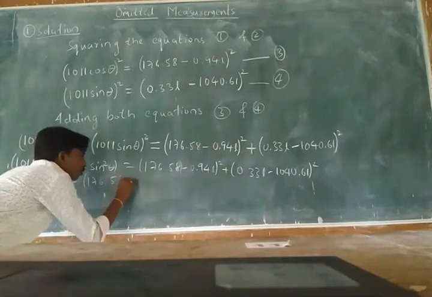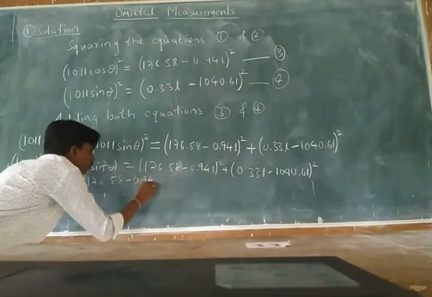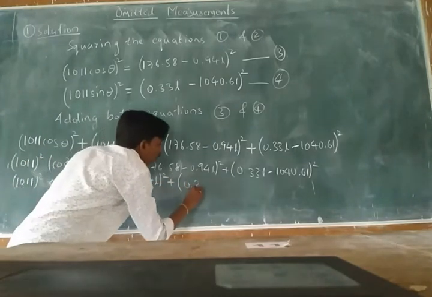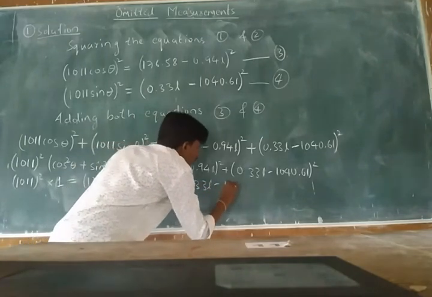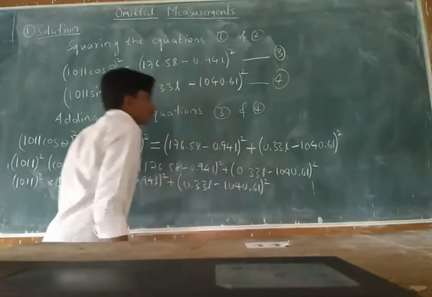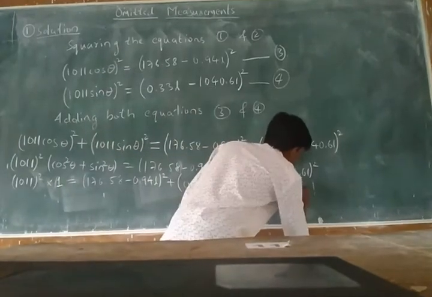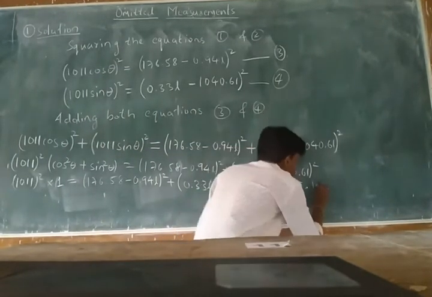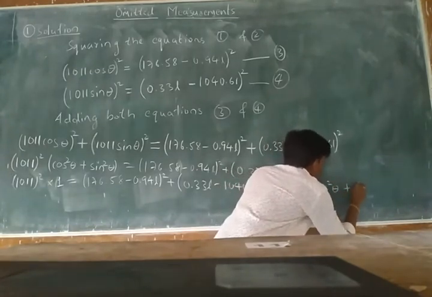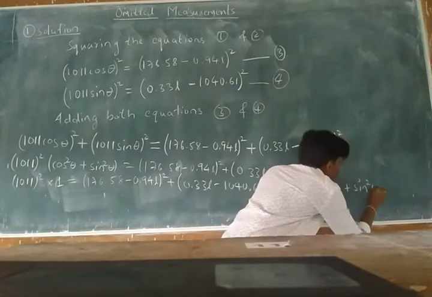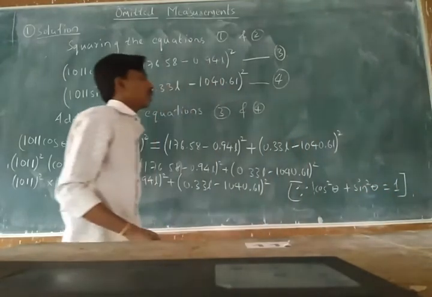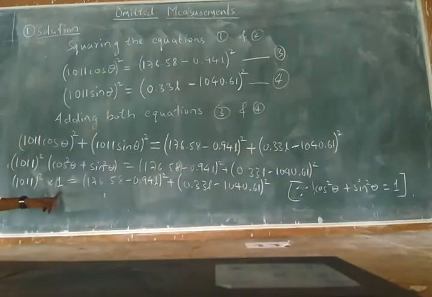176.58 minus 0.94 L whole square plus of 0.33 L minus 1040.61 whole square. Now here write 1, because cos square theta plus sin square theta is equal to 1. So this is the mathematical relation. For that reason we are writing here 1.